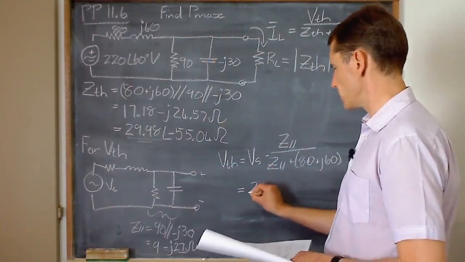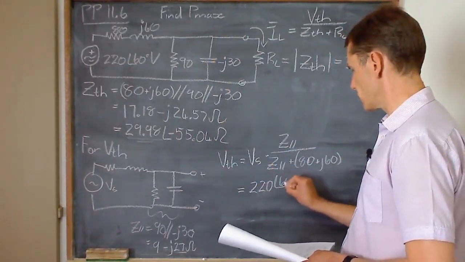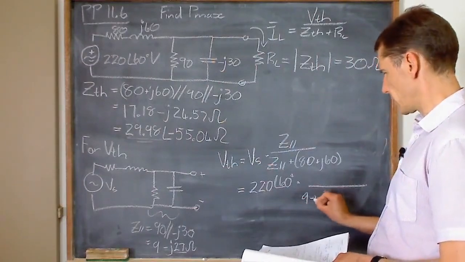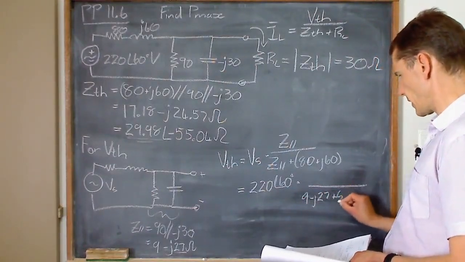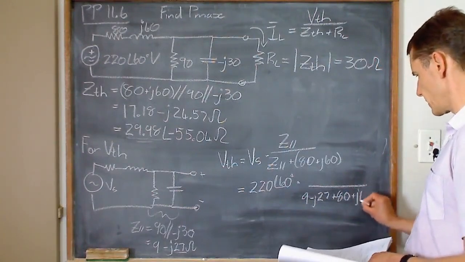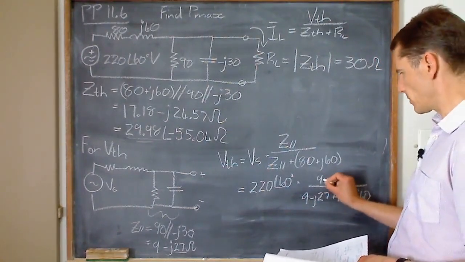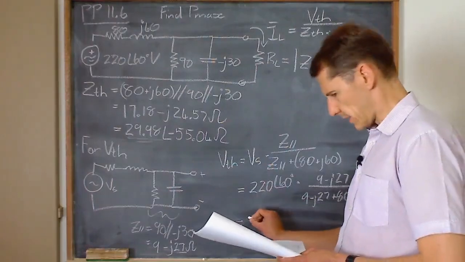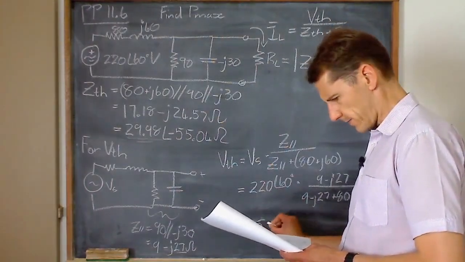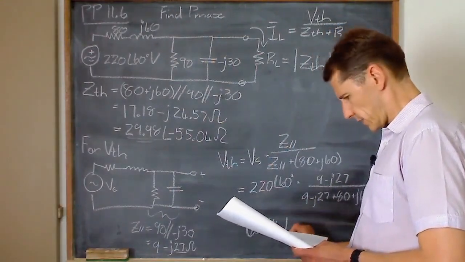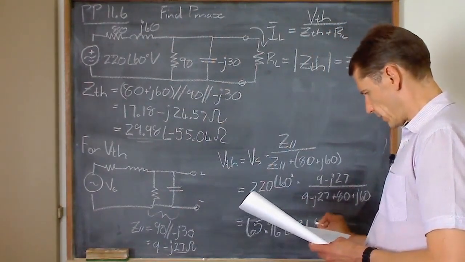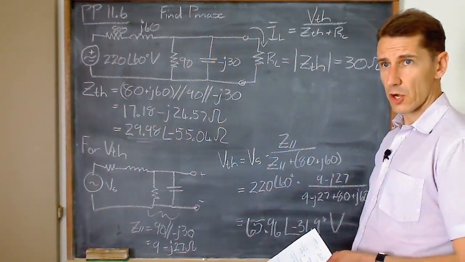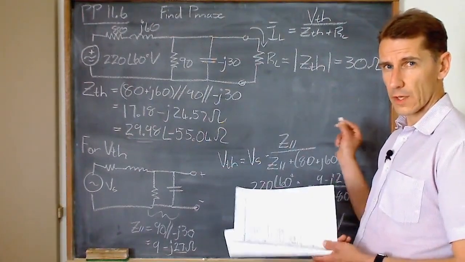So the Vs is 220 angle 60 degrees multiplied with, sorry, it's a bit skewed, the 9 minus J27 plus 80 plus J60, and at the top the 9 minus J27, and you crack all of that and you're going to get 65.96 angle minus 31.9 degrees volts.